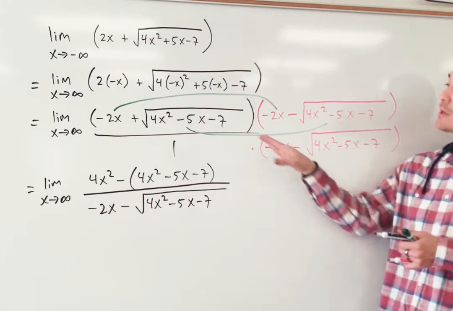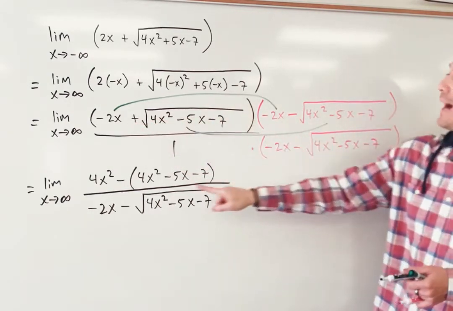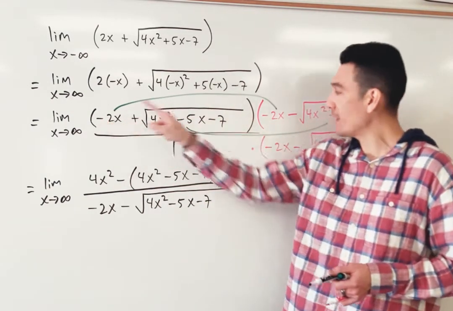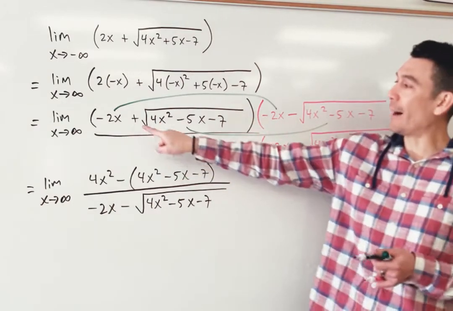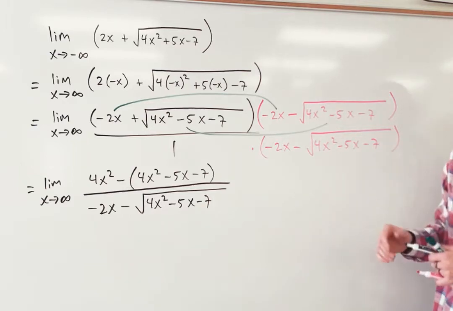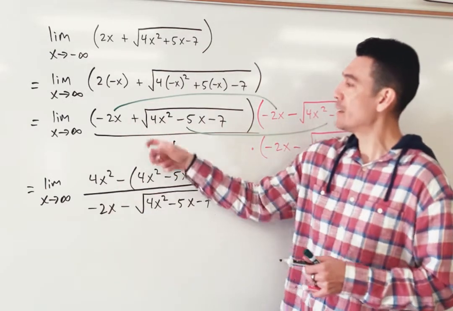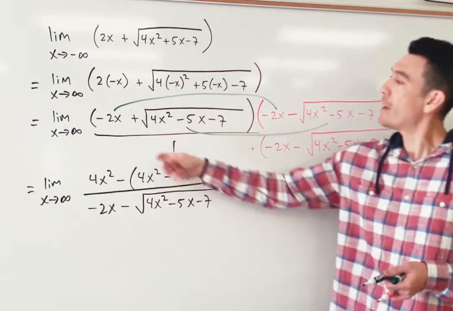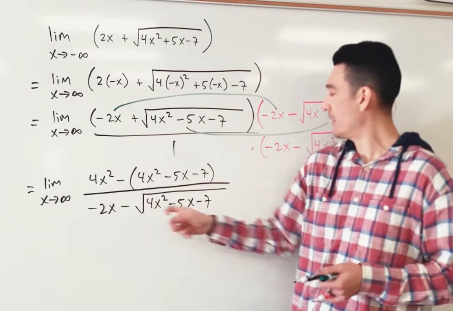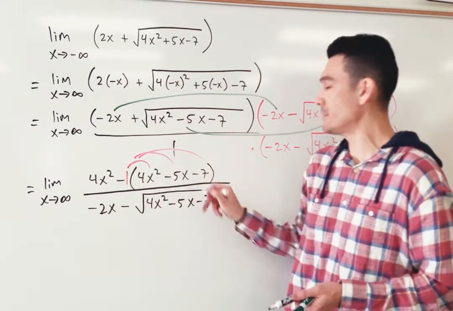Notice that when I use the conjugate of this guy, I only switch the middle sign. I don't switch this sign. That stays the same. The operation here is what switches to find your conjugate. And so I did negative 2x times negative 2x, that's positive. Square root knock out. Positive times negative is a negative. The bottom stays put. Let's go ahead and distribute this and simplify.